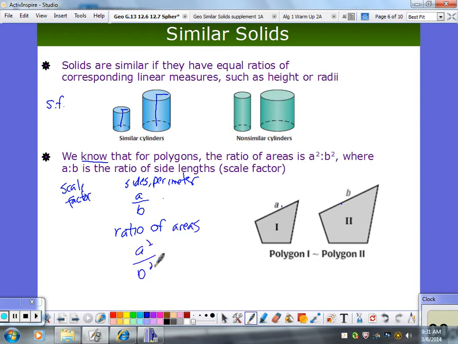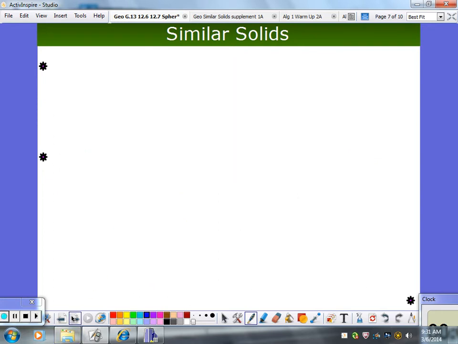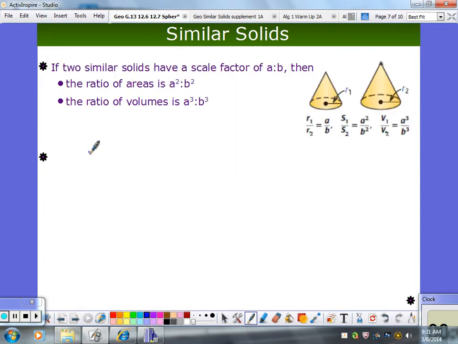And we've done this. We sure did. Okay? So we're taking it one step further. If you have solids now, 3D figures, you can find the ratio of your volumes: a cubed to b cubed.